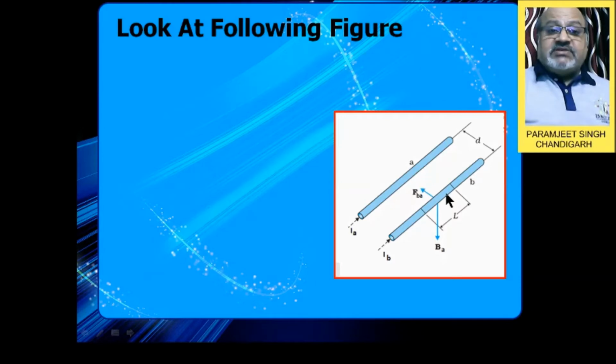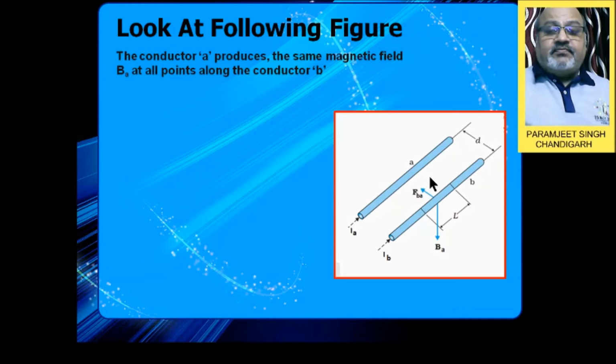So let us first understand this case. This current carrying conductor is placed in magnetic field BA. This field is produced by the conductor A, and its direction is according to the right hand thumb rule. Set your thumb in the direction of current. The turn of the fingers will tell you the direction of the magnetic field.